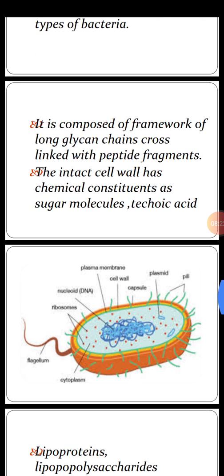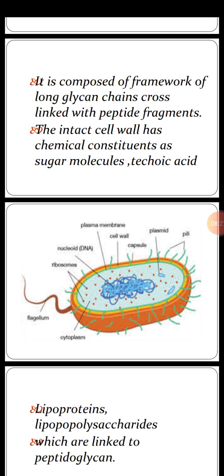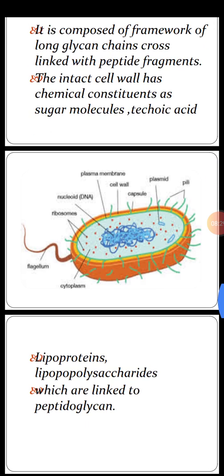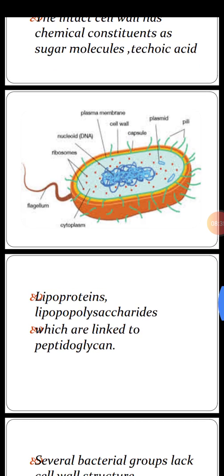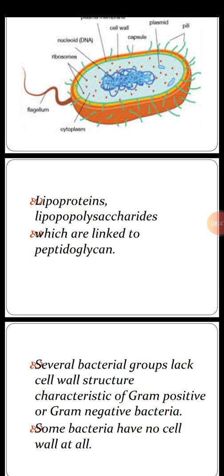The intact, or complete, cell wall has chemical constituents like sugar molecules and teichoic acid. Now, in the diagram of the bacterial cell, flagella, pili and ribosomes are present. There are some conjugated molecules like lipoproteins, which are lipids and proteins, and lipopolysaccharides, which are lipids and carbohydrate polysaccharides. And they are linked to the basic component of the cell wall, peptidoglycan.